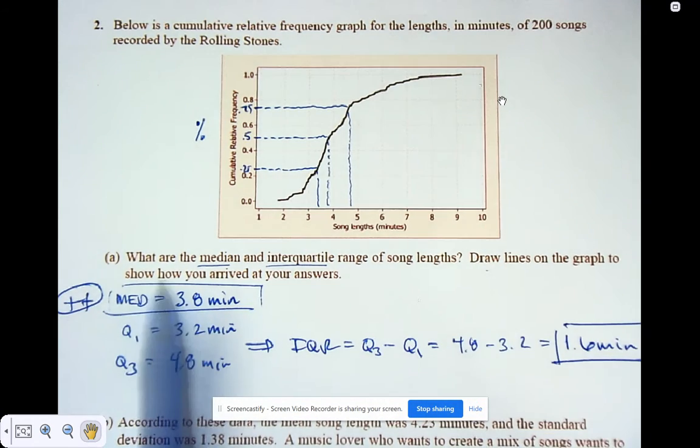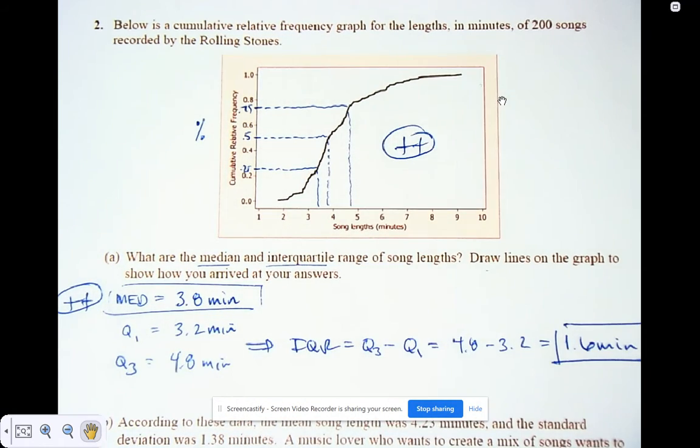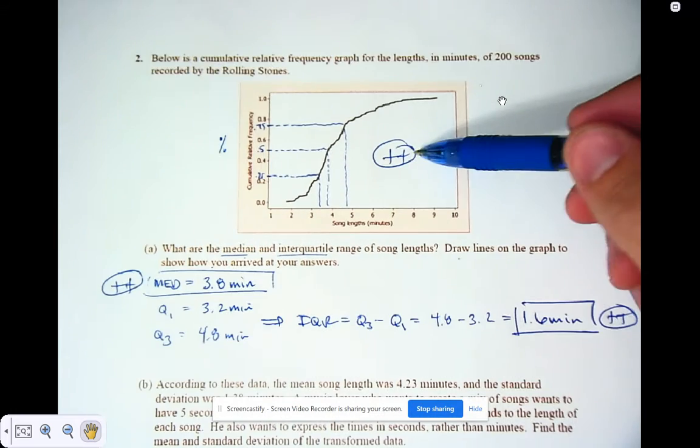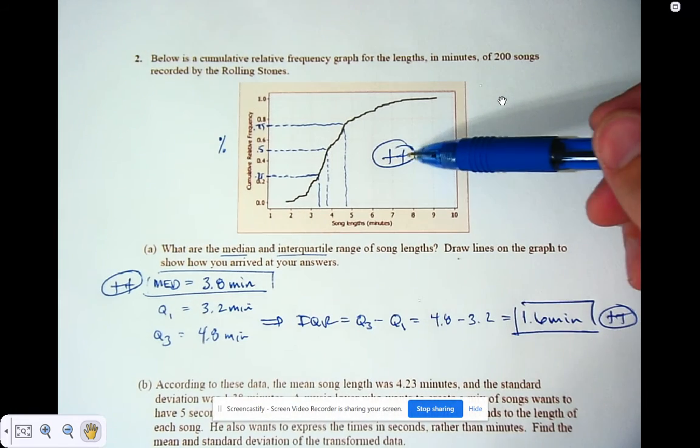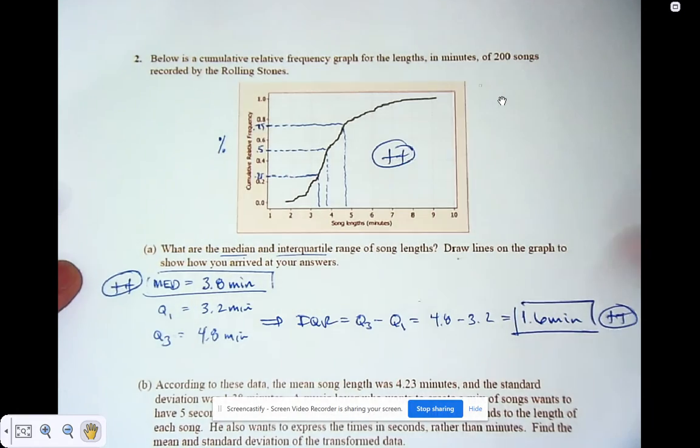Draw lines on the graph to show how you arrived at your answer. 2 points. Okay. Obviously, on a quiz, you're not really going to be able to draw on there. So if it's going to be given online, don't worry about those 2 points.